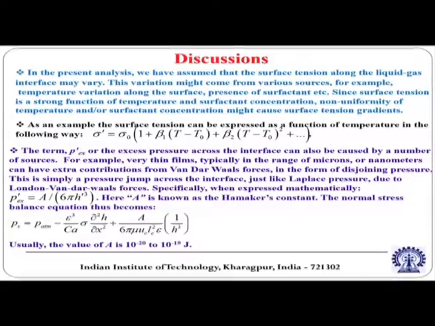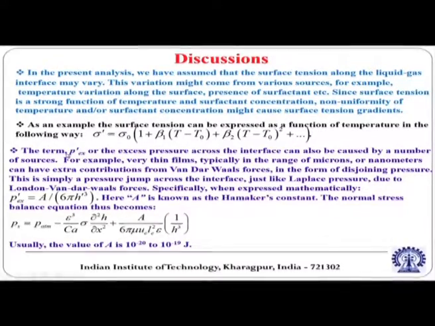As an example, the surface tension may be expressed as a function of temperature. As I told you, many fluids have a surface tension coefficient strongly dependent on temperature. For water the variation is typically linear, but there are other fluids for which higher order variations also occur. So this is the typical form, and if temperature varies with x, then surface tension will vary with x.